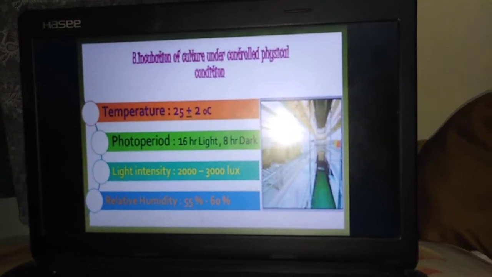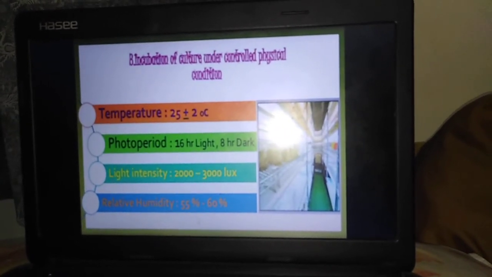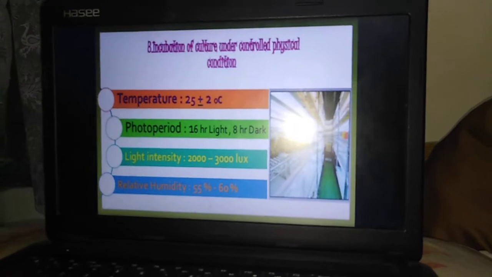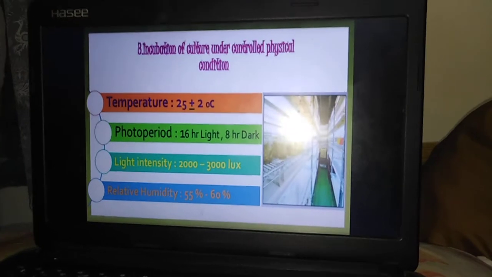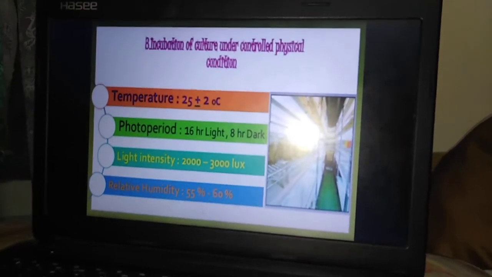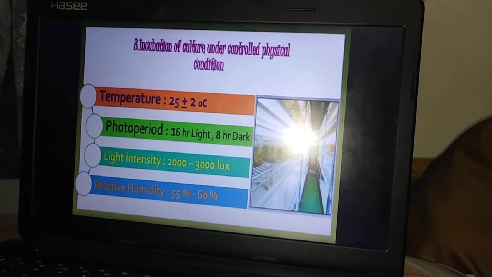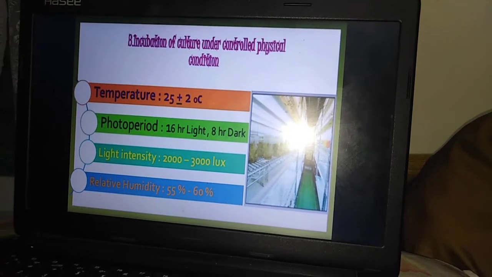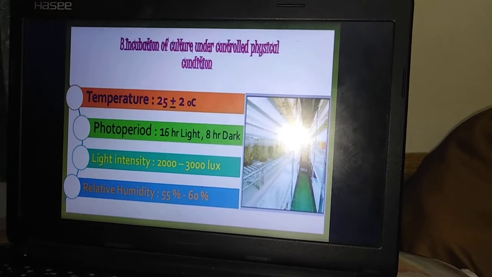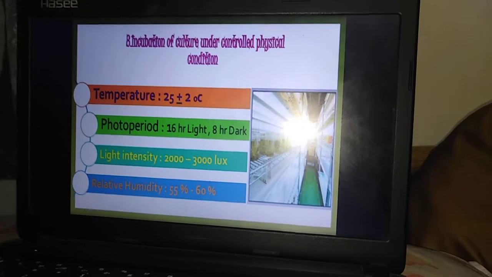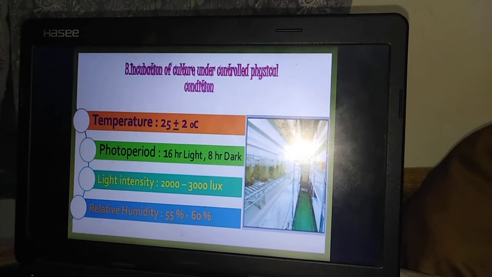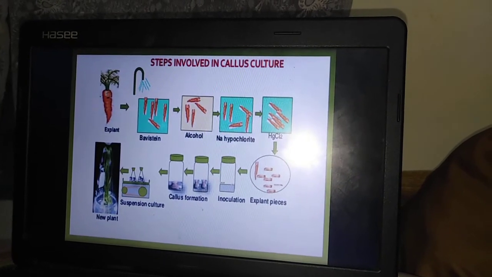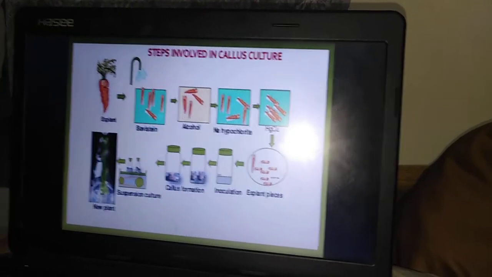The photoperiod condition has to be maintained throughout the incubation period. Photoperiod is nothing but 16 hours of light. In a single day, 16 hours of light is provided, and the remaining 8 hours are kept under dark conditions. During the light period, the intensity of the light has to be maintained between 2000 to 3000 lux artificial light, and the humidity within the incubation area maintained between 55 to 60 percent. That will be preferable. These are the parameters we have to maintain during the incubation period for attaining good callus culture.